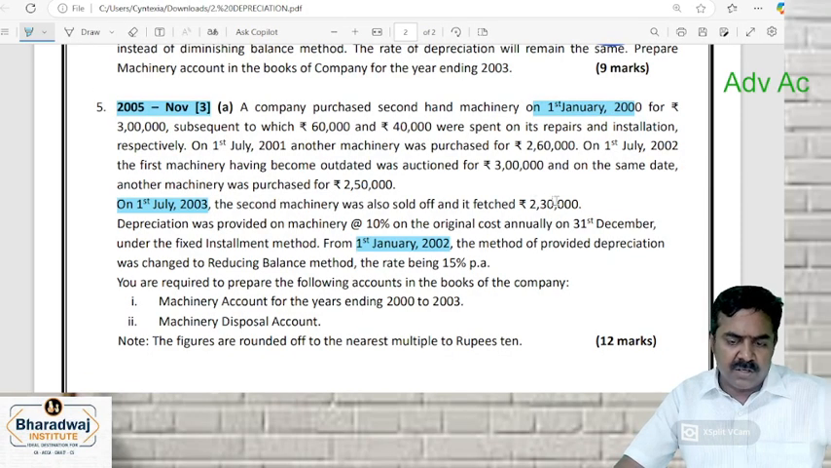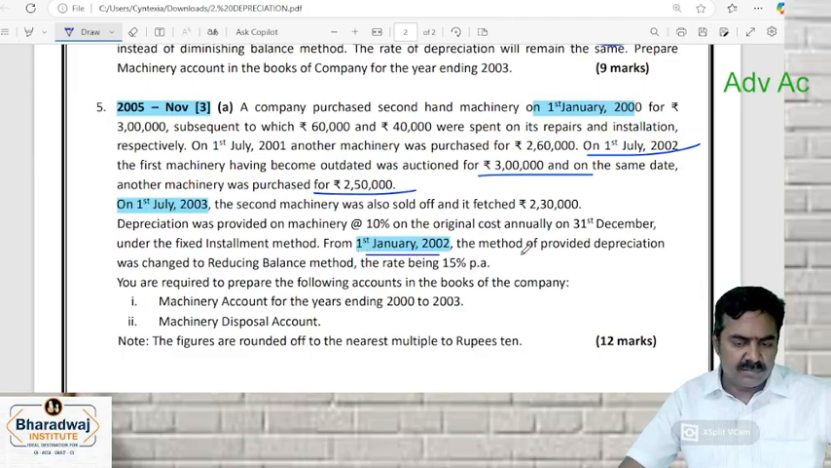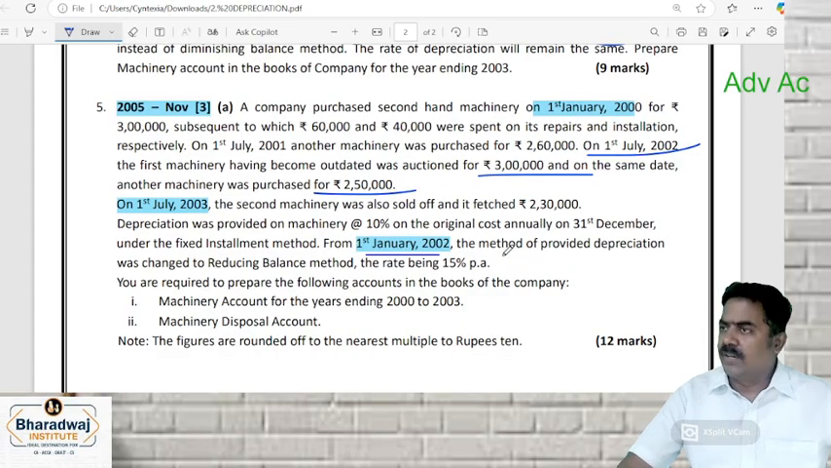The second machinery was sold. But before that there is a change in the method of depreciation. On 1st July 2002 the first machinery was sold, new machinery was purchased. Read the full question, we will work it out.